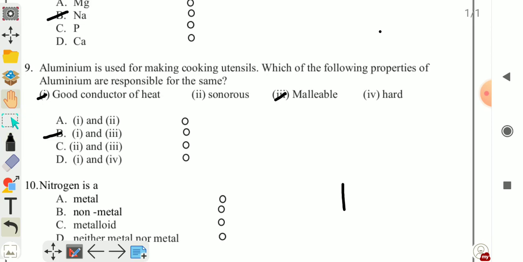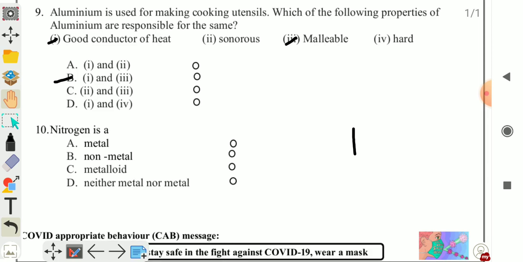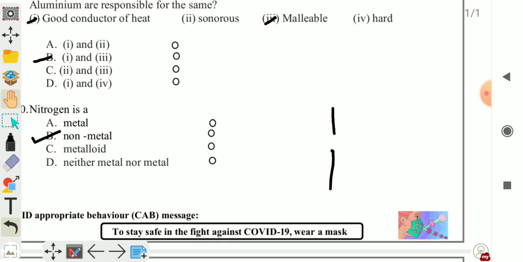Question number 10. Nitrogen is a. Nitrogen क्या है बच्चों? Nitrogen is a non-metal. So you have to choose the answer B, non-metal. It's not metalloid, and neither metal. So correct answer will be B, nitrogen is a non-metal. Next question.